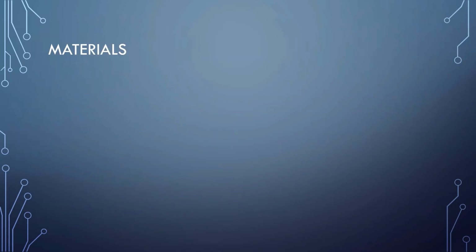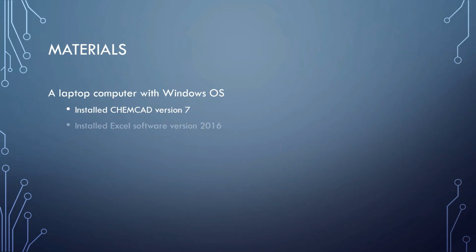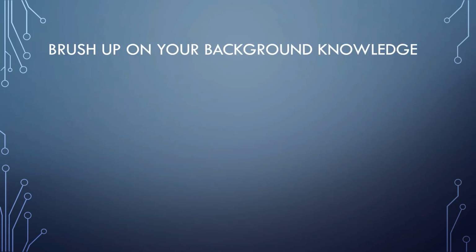The materials that you might want as you're going through this tutorial: if you are going to complete this tutorial on your own, you'll need a laptop computer with Windows operating system, with KimCAD version 7 installed and Excel software version 2016 or newer. Current license to access KimCAD, and you can update that license through KimStations if it's not up to date. You also will need internet access anytime you're trying to connect to KimCAD to validate your license. You need an internet connection.